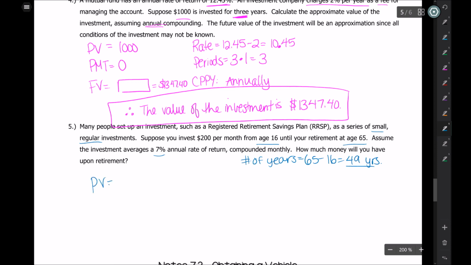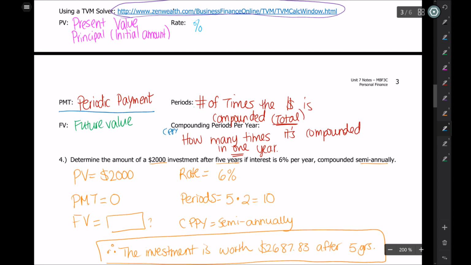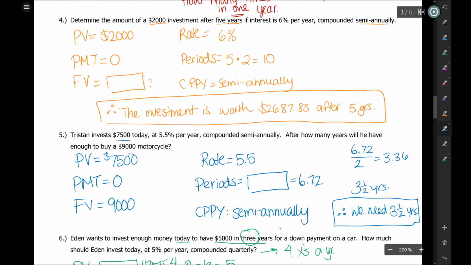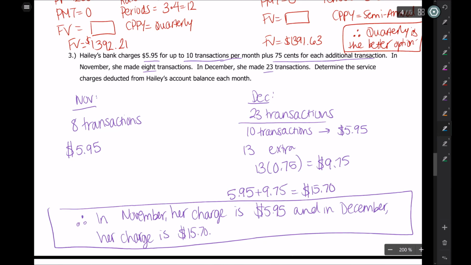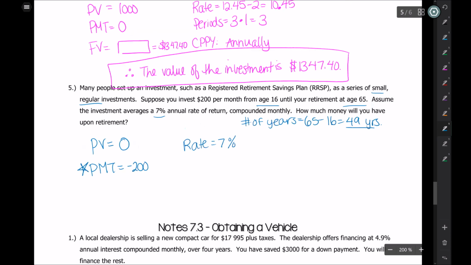Okay, so our present value, when you start, you have nothing in your account, so it's going to be 0. Our rate, we know, is 7%. Okay, here is where our PMT is now going to come into effect. So if you remember, our PMT stands for your periodic payment. So how often you're paying money into your account. So I am paying $200 into my account, so I'm going to type it in as negative $200 because I'm paying it in.